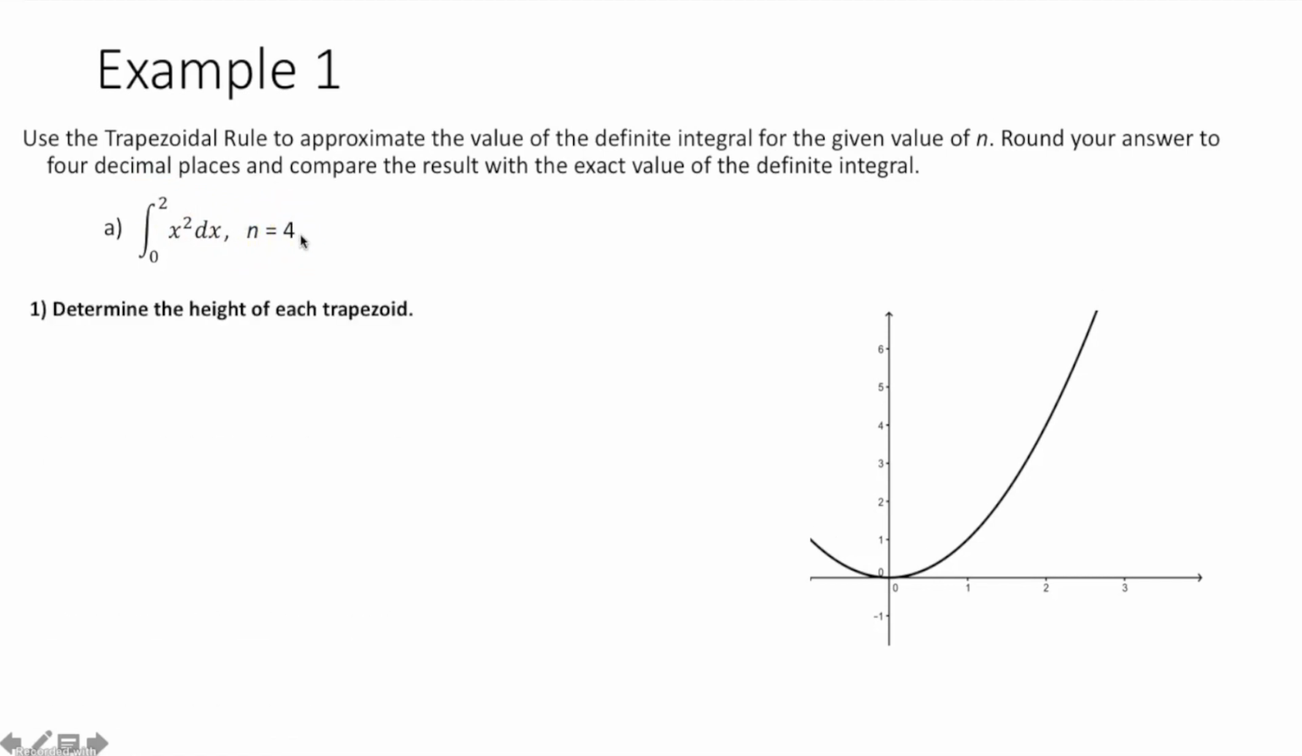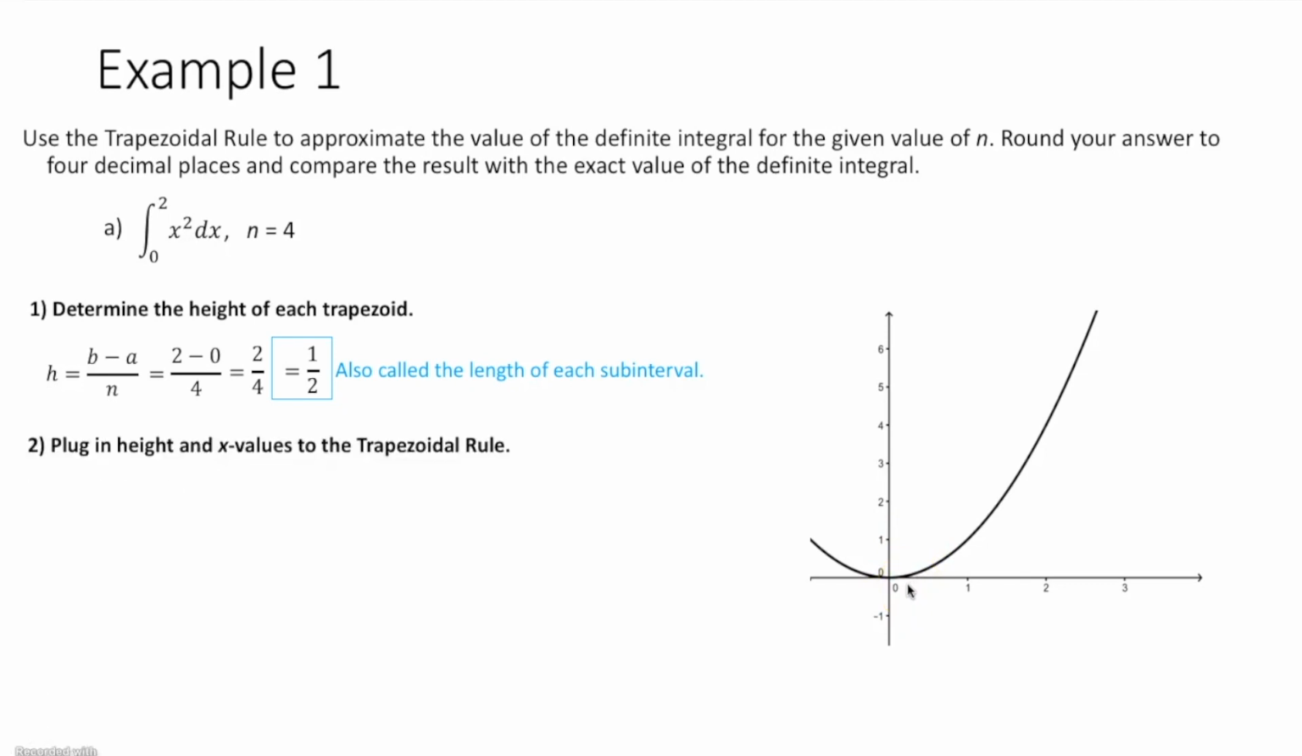So let's go ahead and determine the height of each trapezoid. The height is the same as delta x, which is equal to b minus a over n. b, our upper limit of integration, a, our lower limit of integration, and n equal to 4. Simplify and you end up getting 1/2, the length of each subinterval, or the height of each trapezoid. Next, we need to plug in the height and x values to the trapezoidal rule. Trapezoidal rule looks like this. So the height is 1/2. That goes in here. Now f of a, f of x sub 1, f of x sub 2, all that stuff is what we have to figure out now.